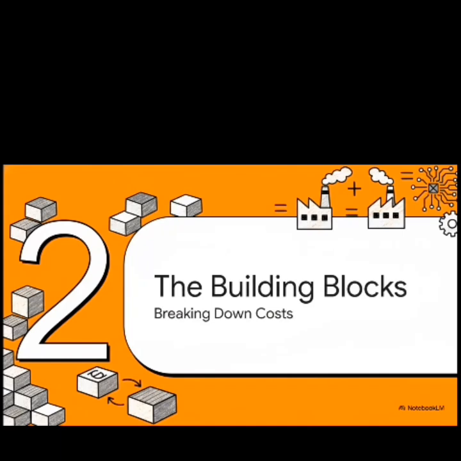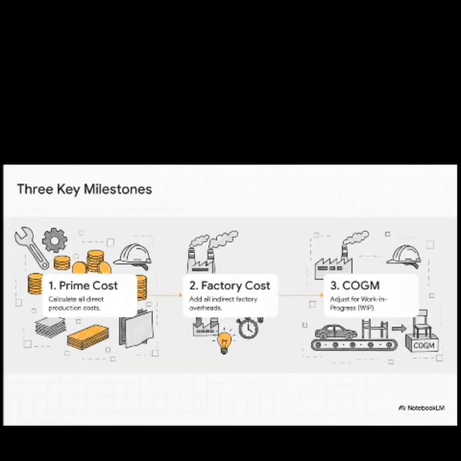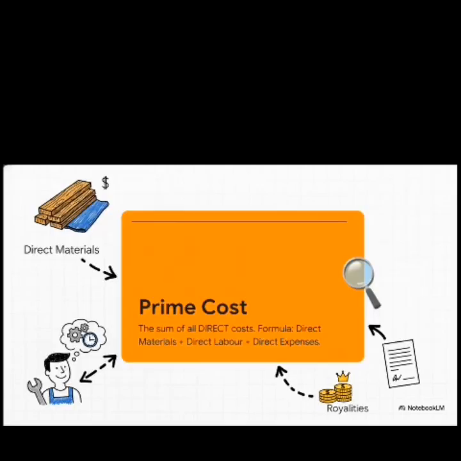Okay, now that we get why it's so important, let's get into the nitty-gritty. We're talking about the building blocks, the core costs, and formulas that really make this account tick. The whole process really just boils down to 3 key steps. First, we figure out the prime cost. Second, we add in all the factory overheads to get the total factory cost. And third, we make a final tweak for something called work in progress, or WIP, to land on our final number, the COGM.